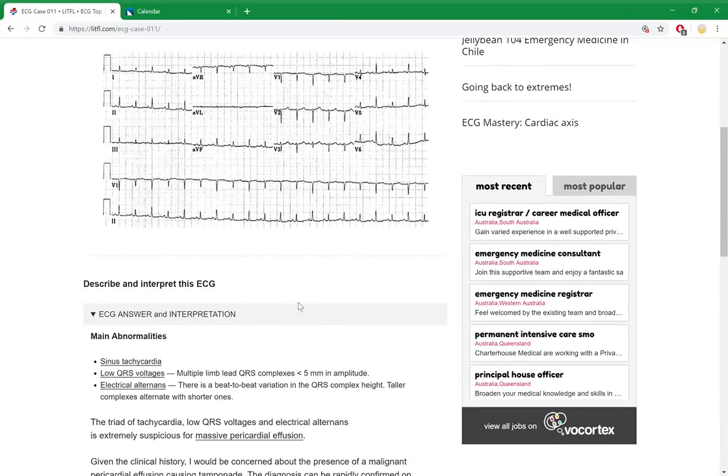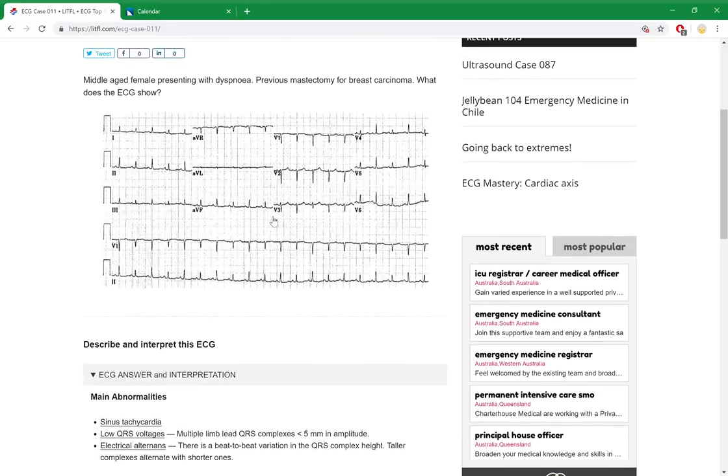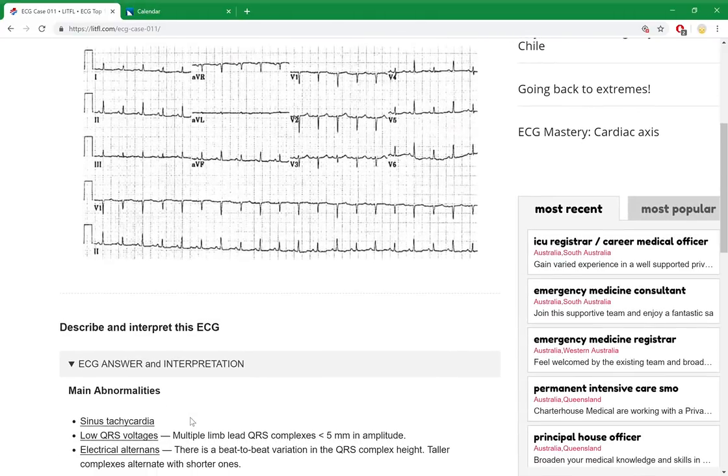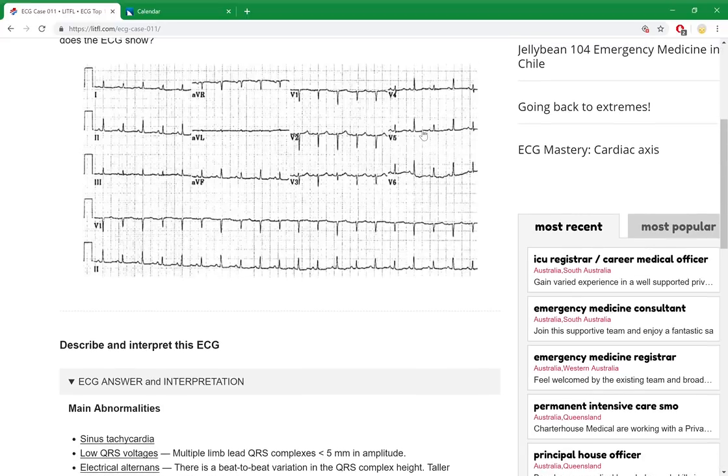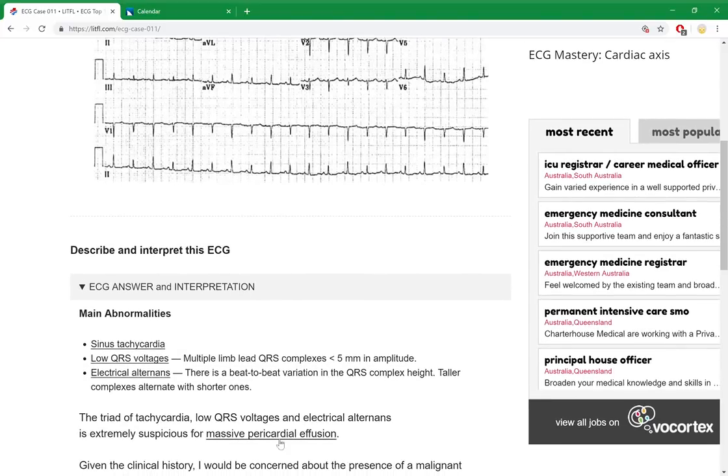So if we look at this, we have basically a triad of very concerning things along with the clinical picture. Sinus tach, low QRS voltage, they're not very tall. They're pretty tiny if you compare it to a normal EKG. And electrical alternans is a beat-to-beat variation in the QRS complex. So this triad of tachycardia, low QRS voltages, and electrical alternans, what does this suggest, guys? Massive pericardial effusion. So the heart is basically swinging around in a bag of fluid.